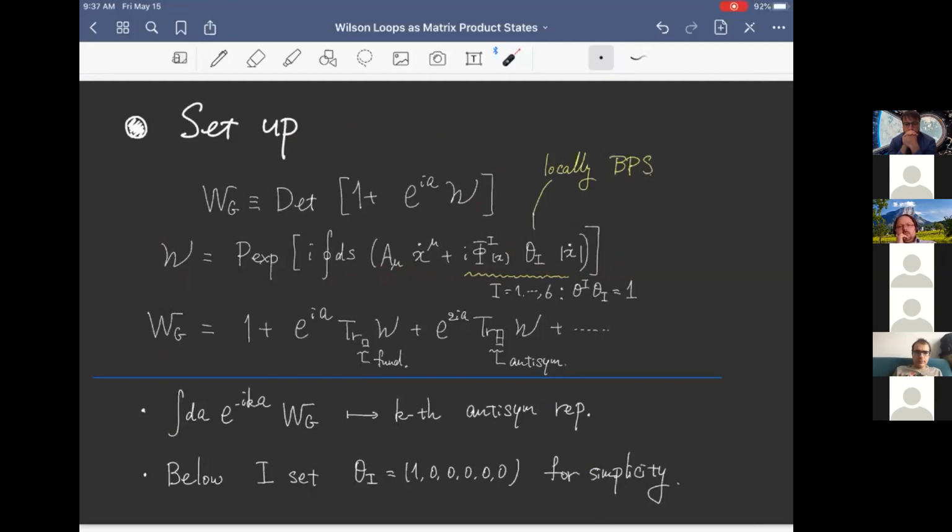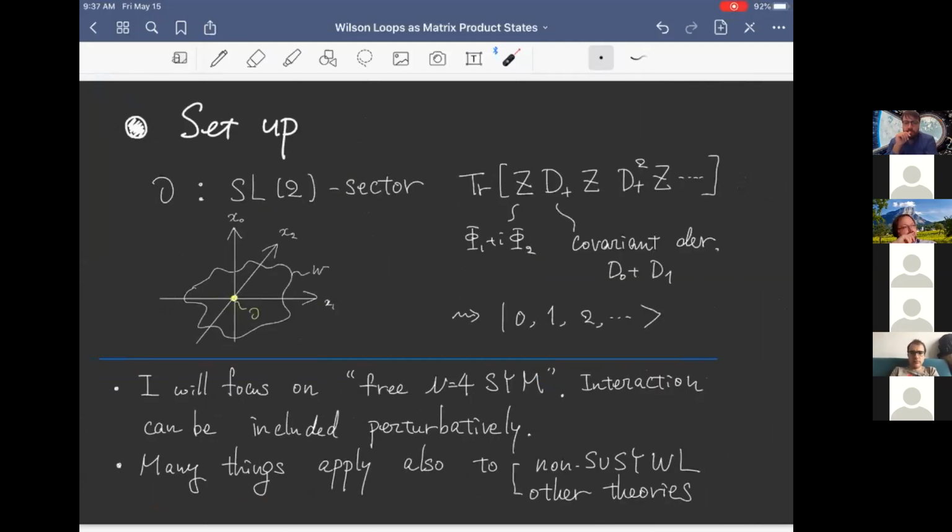If you expand it, then you get various different representations. And if you want to get a particular representation, you can just do the integral over A and then project it to the k-antisymmetric representation. Also, below, I set theta I, which basically determines the direction of the scalar coupling, to be (1,0,0,0,0) for simplicity. Okay, so this is the setup.